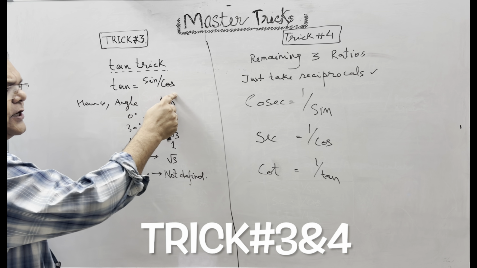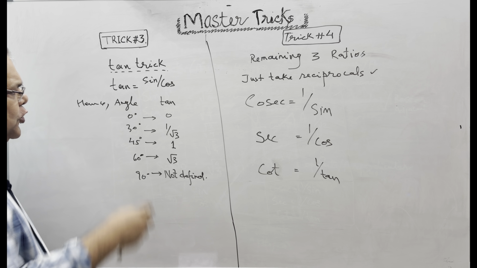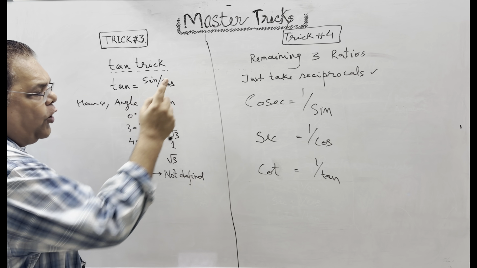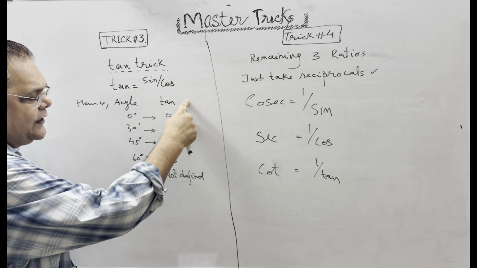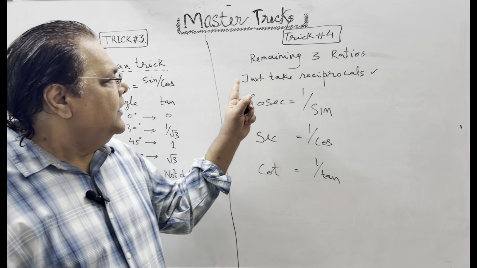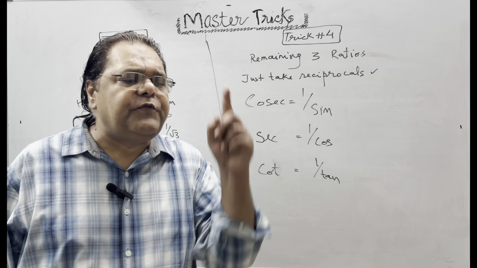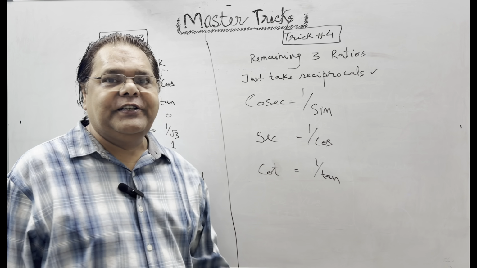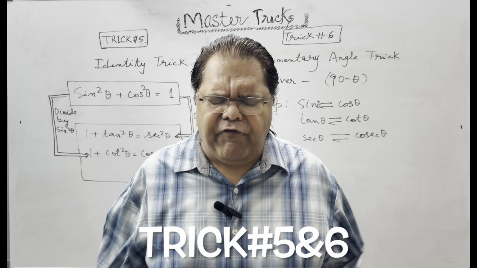Tan is equal to sine by cos from the trick number 2. So if you take these angles, you get these values. If you calculate sine by cos from the trick 2, you get these values. And the trick 4 is remaining 3 ratios. That is, you have to just take the reciprocals of sine, cos and tan. And what you get? Cosec, sec and cot. Trick number 5, identity trick. That is very important.